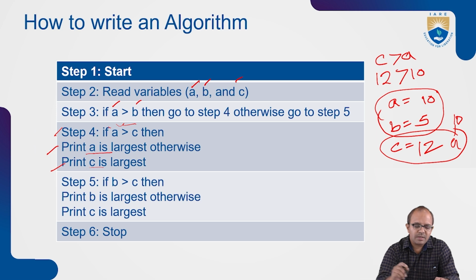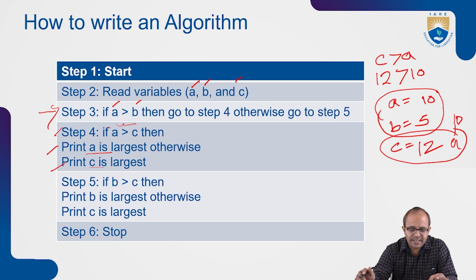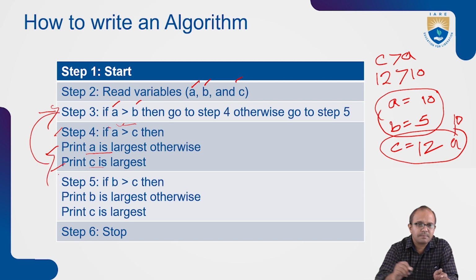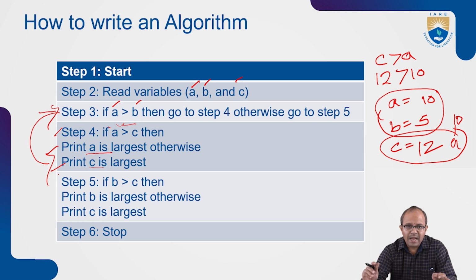Now if you observe step 3, in step 3 we introduced an if condition. In the if condition, we said if A is greater than B, then go to step 4 and compare the values of A and C. Then take the decision, print whether A is greater or C is greater.